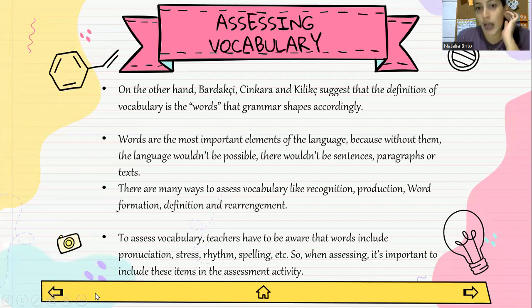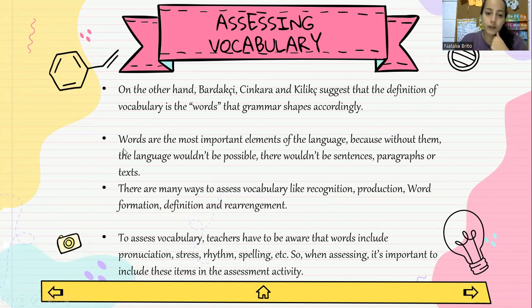Okay, now assessing vocabulary. Here I have highlighted 4 points too that I consider important. So, according to what I told before in grammar, on the other hand, the authors suggest that the definition of vocabulary is the words that grammar shapes accordingly. Okay, words without grammar are only words in the air. So, grammar can connect the words and also give them a sense. But also, without the words, grammar won't have any sense. Okay? Or maybe it will have sense, but it won't be complete.